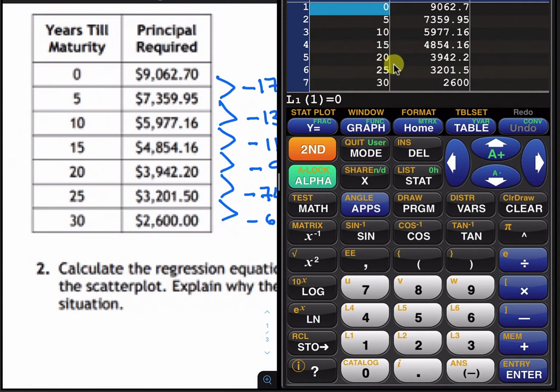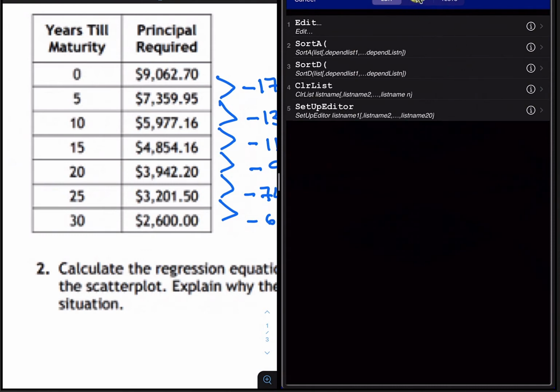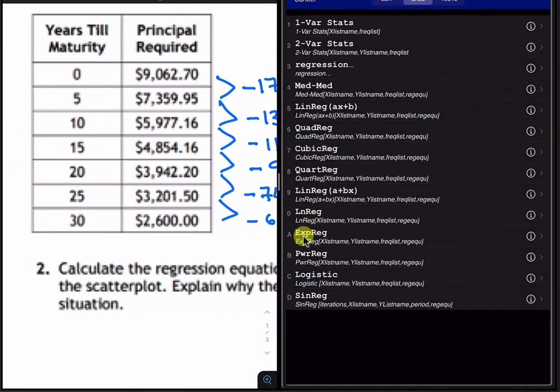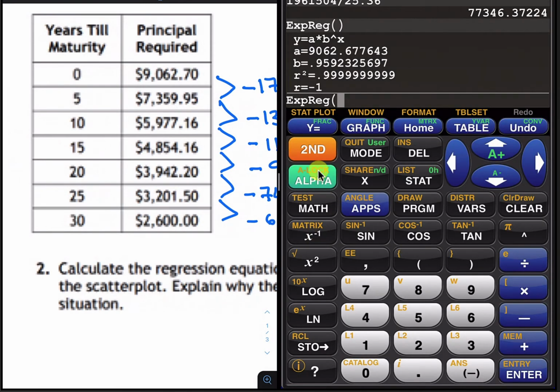Once the data is typed in, you're going to press the Stat button again. And this time you're going to go to the top where it says Calc, using your right arrow. So go to the Calc menu. And then you're going to go down to where it says Exponential Regression, and select that. And then you'll press Enter. You might have to press Enter a couple of times, but then you will get this information. It'll tell you what the equation looks like. It's y equals a times b raised to the power of x, and it gives you the values of a and b.